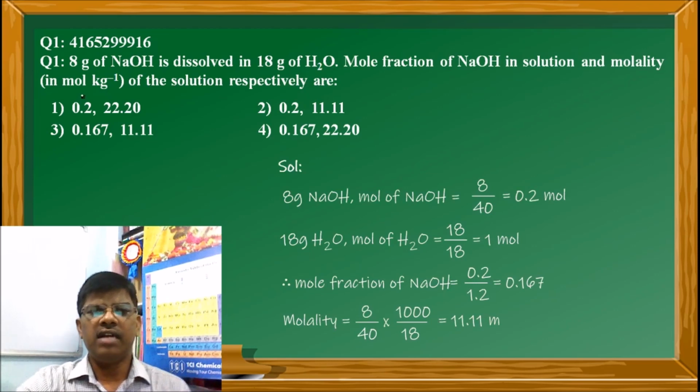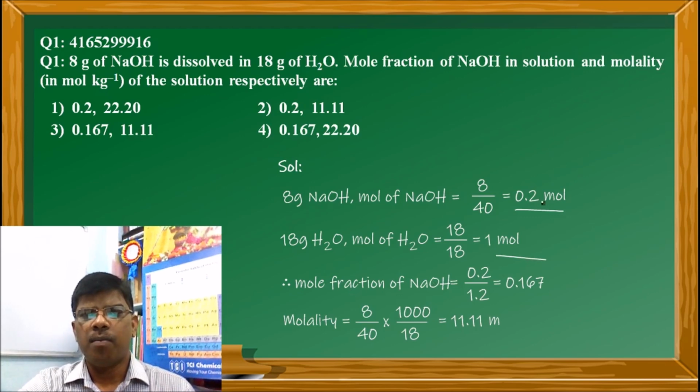Dear friends, we know that to know the mole fraction of any solution, we have to know the moles of NaOH. What is the number of moles of NaOH? Yes friends, 8 by 40. 8 is the weight of the NaOH divided by molecular weight, which is 0.2. Then 18 grams of water is taken. That means the moles of water is 18 by 18, which is 1. So mole fraction of NaOH comes to 0.2 divided by the total moles, that is 1.2, which gives 0.167. What is the option? 0.167. Yes friends, these two options show 0.167.